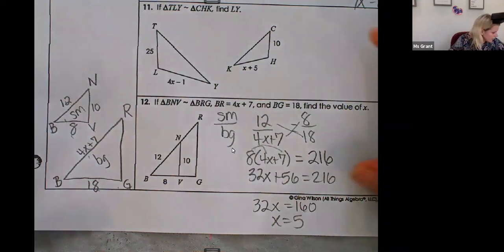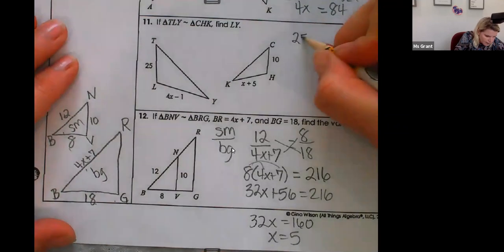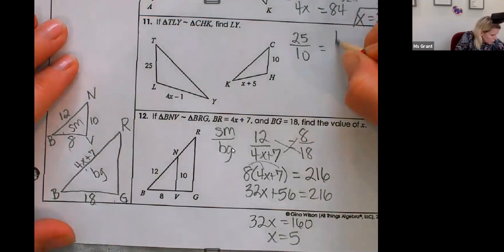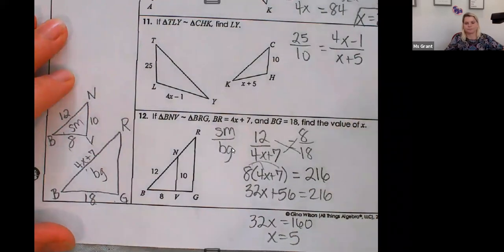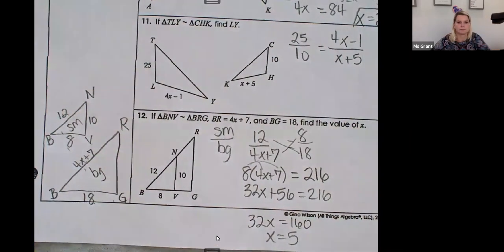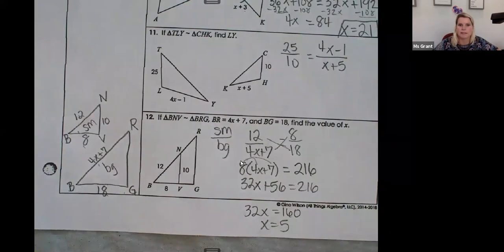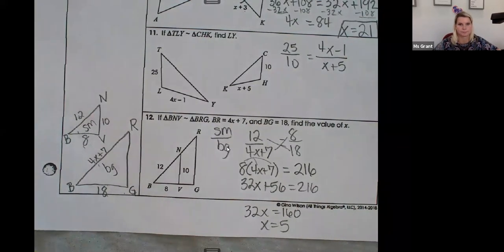I'll give you number 11 in case you care. 25 over 10 equals 4x minus 1 over x plus 5. That might be something you can practice and see if you could get that on your own. All right.